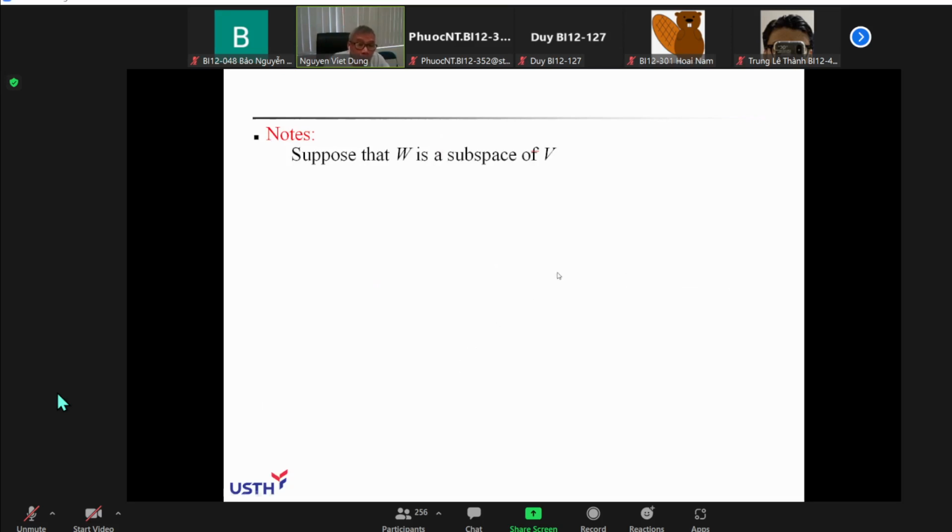Now suppose that W is a subspace, any subspace of V. Then we have the following properties. The first one: the orthogonal complement of W is always a subspace of V. The second: the intersection of W and W perpendicular is always 0.